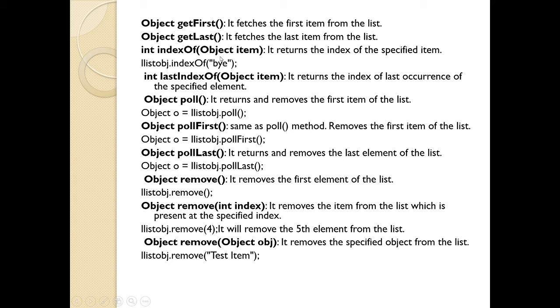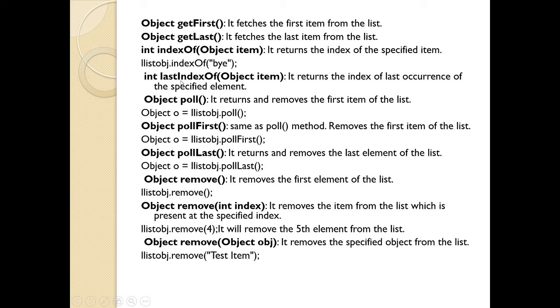And if I want to return the index, let's say I pass a parameter and I want to check what is the index number of that particular element, I have a method called indexOf. I pass the element of which I want to find the index, and it is going to return me the index number. So your return type will be int. The method is int indexOf(Object item). For example, listObject.indexOf("by"). So whatever is the index position of the item "by" will be retrieved.